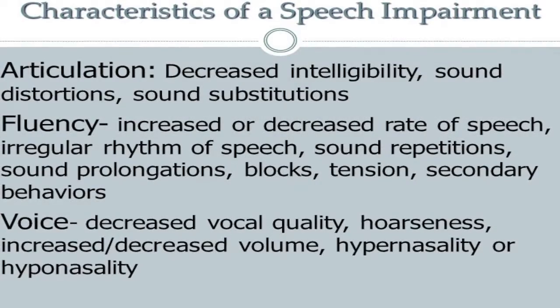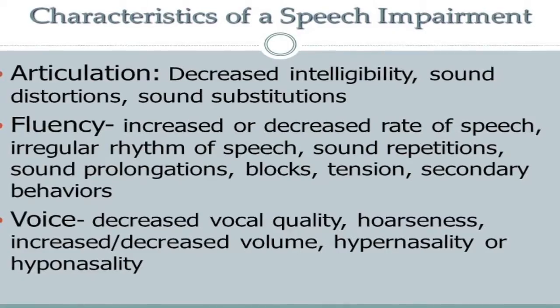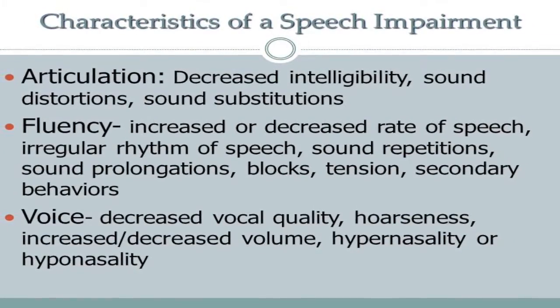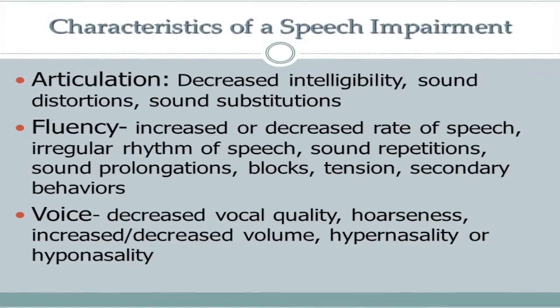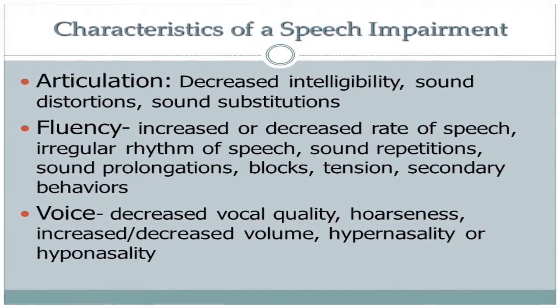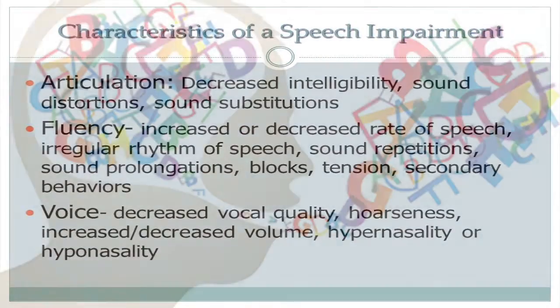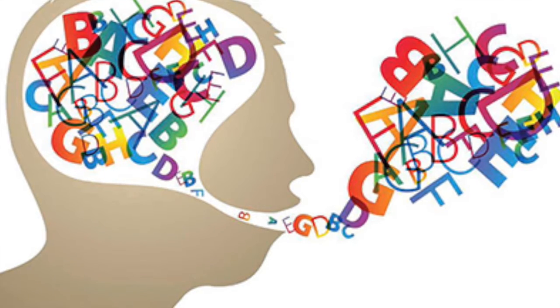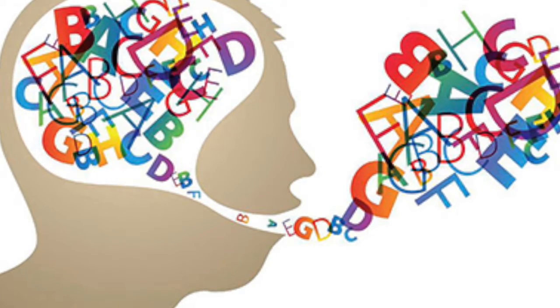In the image below, it shows speech impairment characteristics, which are articulation disorders, fluency disorders, and voice disorders. Articulation disorders are errors in production of speech sounds. These articulation errors may be related to anatomical or physiological limitations in the skeletal or muscular speech production.